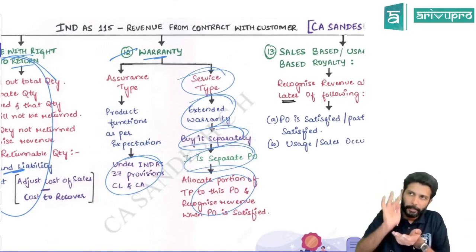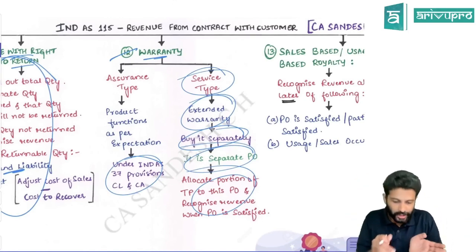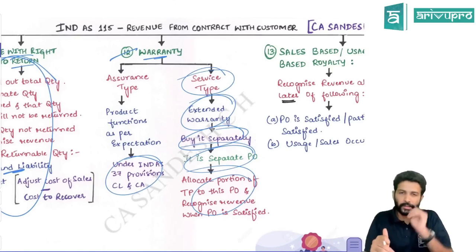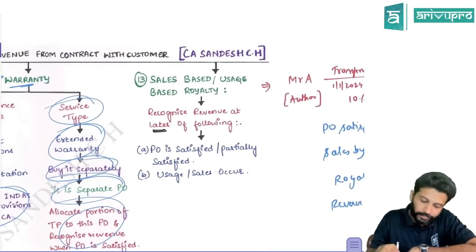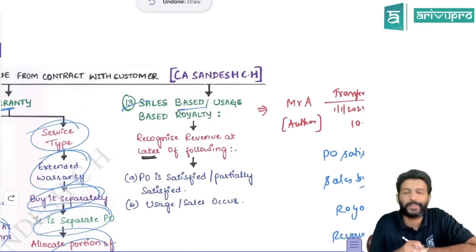If it represents a separate PO, then you will have to do some revenue recognition steps, which we'll talk about further. We have not come to the allocation part yet. So that's about the warranty aspect. Next is sales based or usage based royalty.